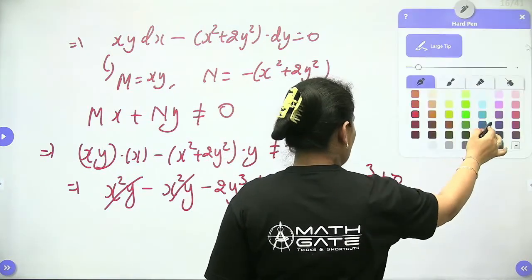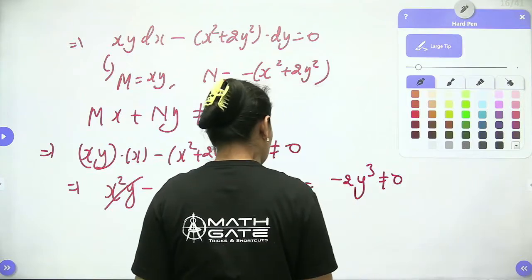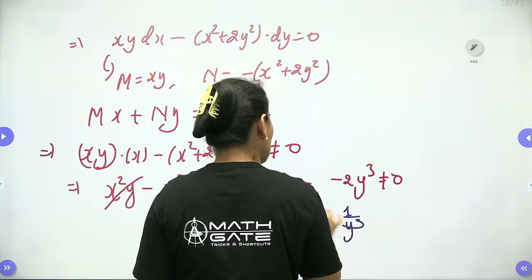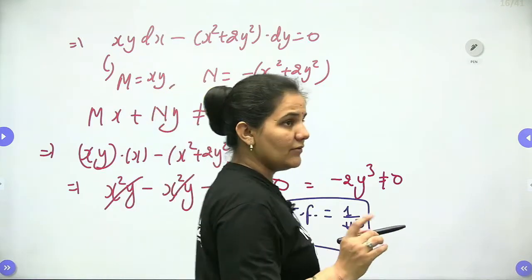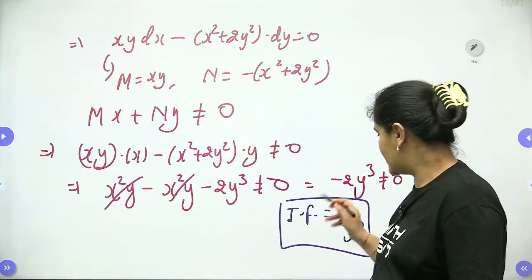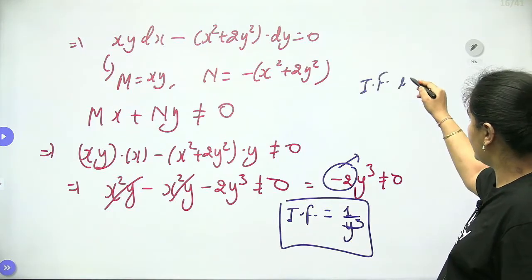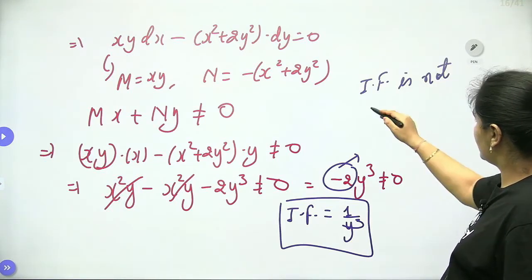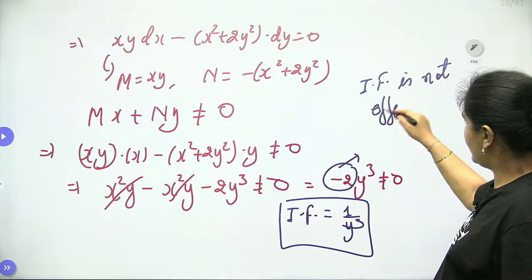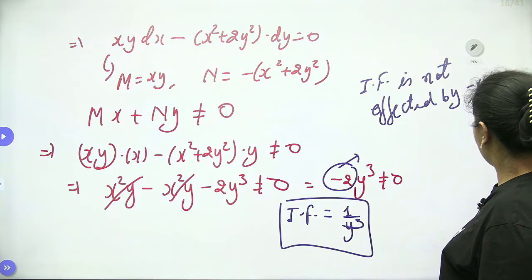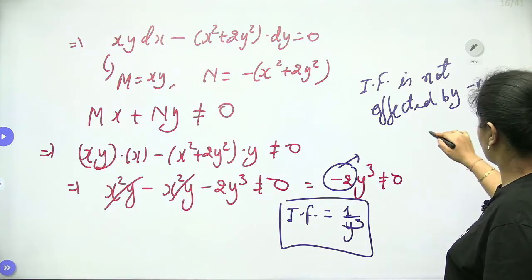Now just remember one thing, when we have to find the integrating factor, we will say the integrating factor will be 1 by y cube only. Why don't I mention minus 2 here? Because the integrating factor is not affected by negative sign and constant terms.